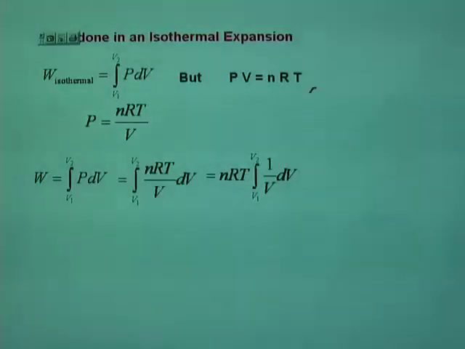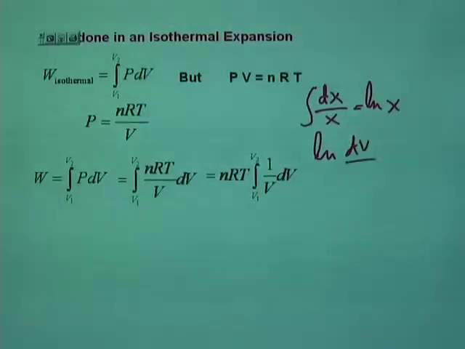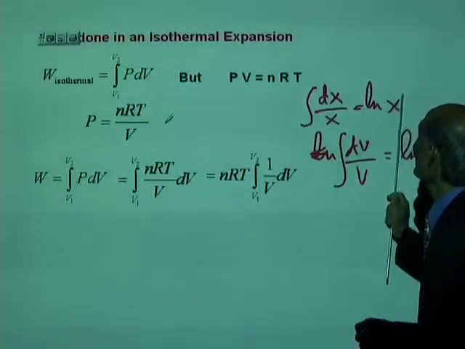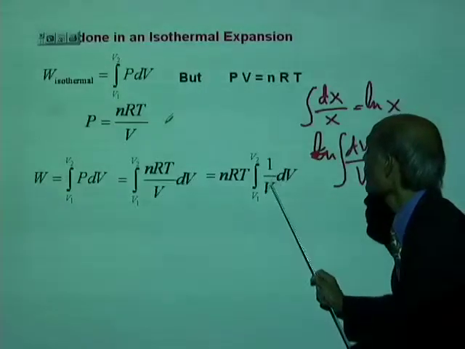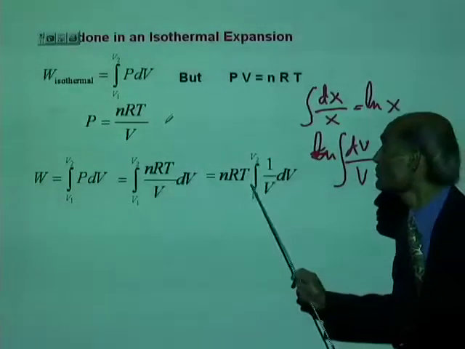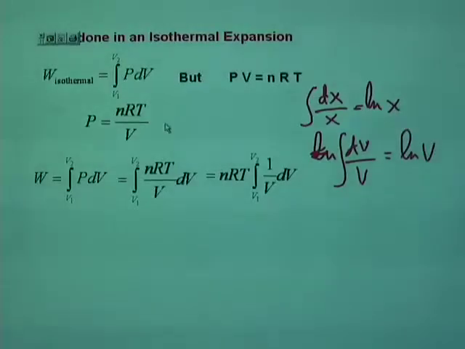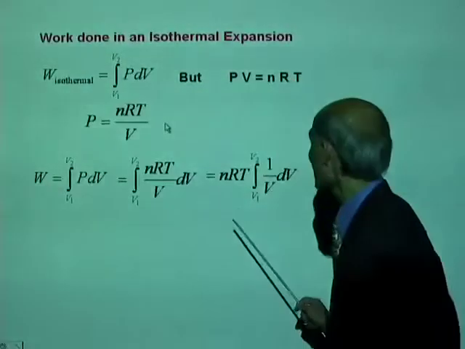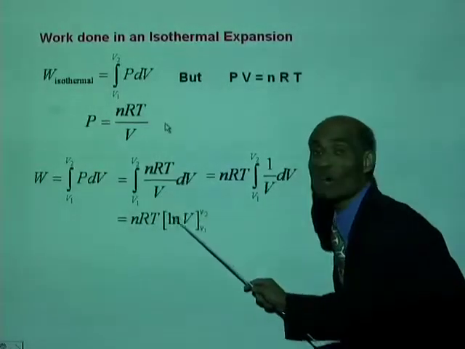Is that right? Integral dx over x is ln of x. Integral of dV over V is ln of V. I hope you know that. See that? But integral of dV over V, so this is the standard integral. Integral dx over x is ln of x. Therefore, integral 1 over V dV is the same as dV over V is ln of V. So, this integral is ln of V. That is nRT ln of V.